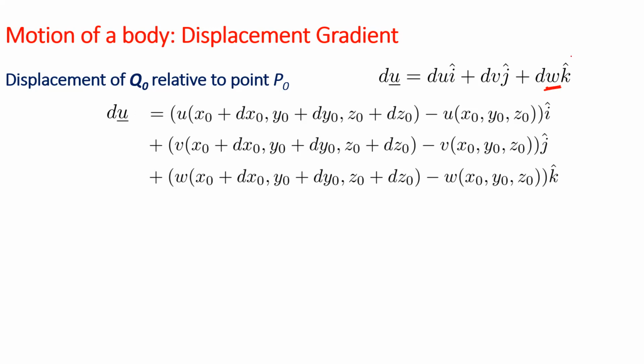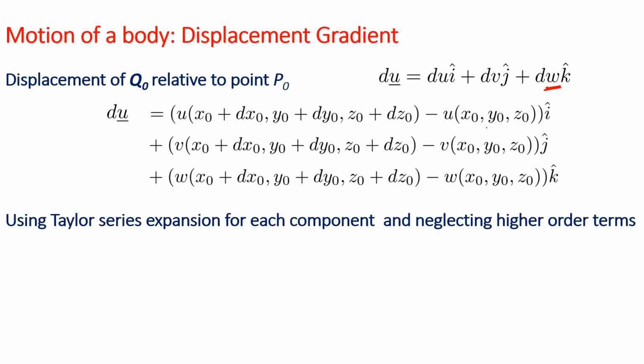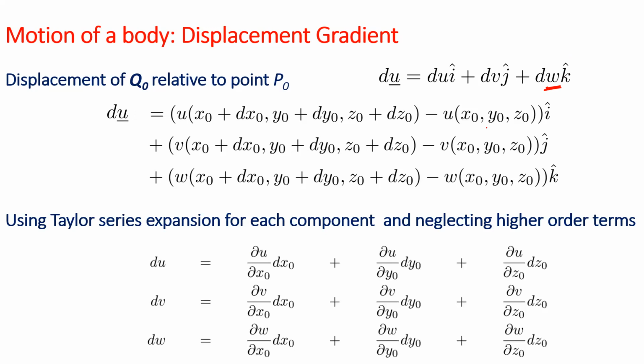So I'm writing du in terms of the coordinates. Now that I know this, this looks familiar: u of x plus dx, y plus dy, z plus dz, and so on. This reminds me of the Taylor series. So I'll use the Taylor series for each of the components, and I'll neglect the higher order terms because I have only two terms.